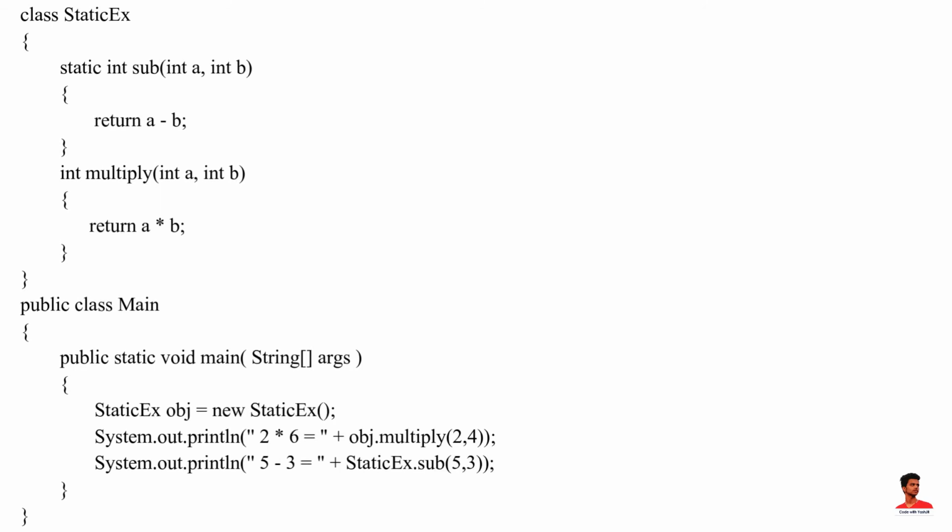In this example, we have declared a non-static method named multiply and a static method named sub inside the class static x. Inside the main method, we can see that we are calling the non-static method using the object of the class. However, we are calling the static method by using the class name and without creating any object.